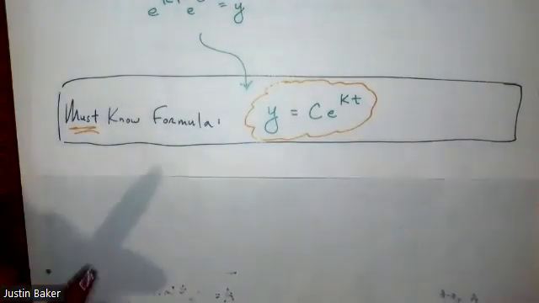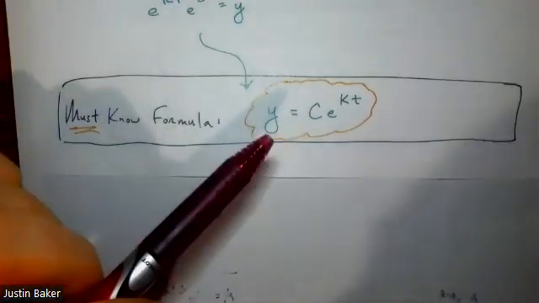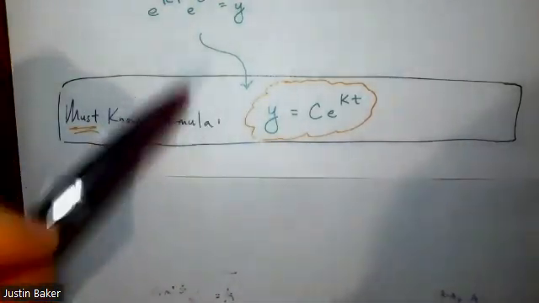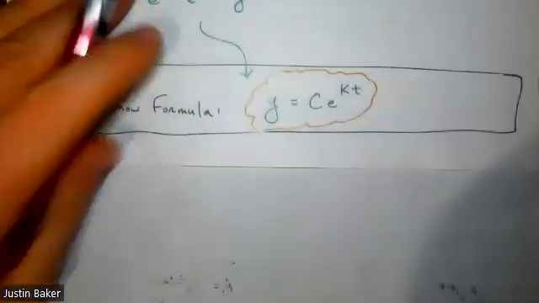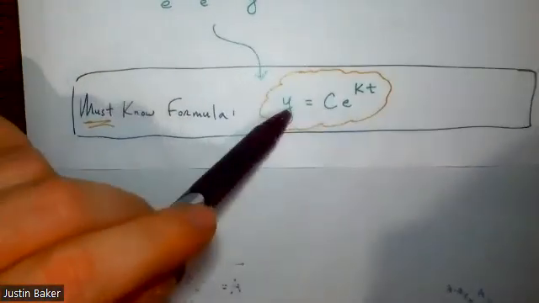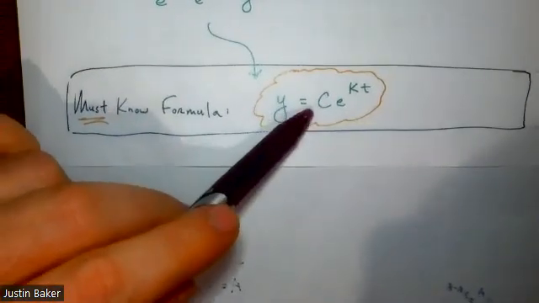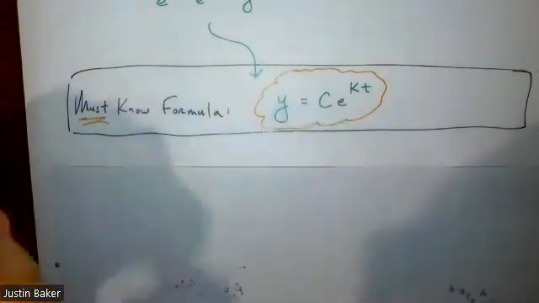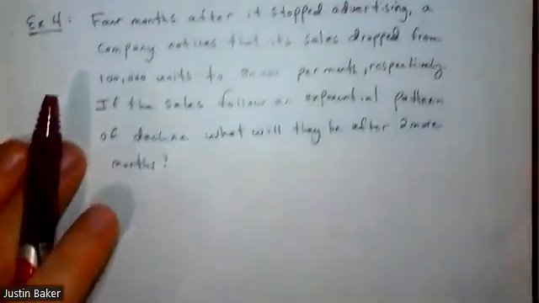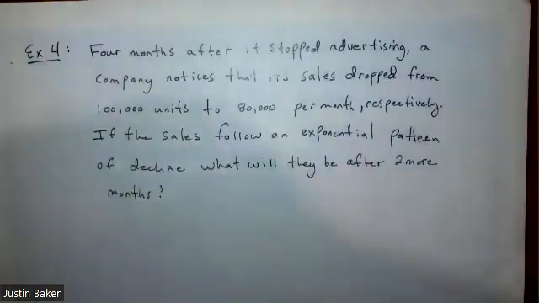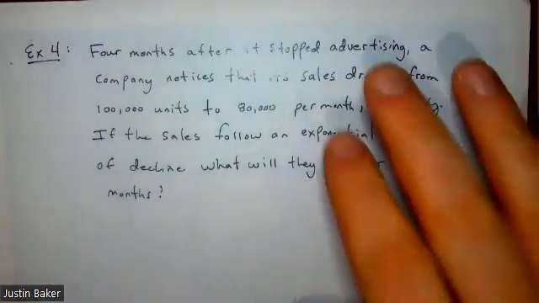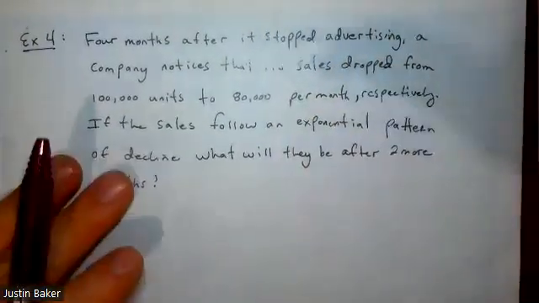So just as a recap from last class on exponential growth and decay, we need to know this formula, y equals Ce^(kt). We're going to take that formula and give you a little bit of time to start class today with this question. Let's read real quick and make some sense of it.